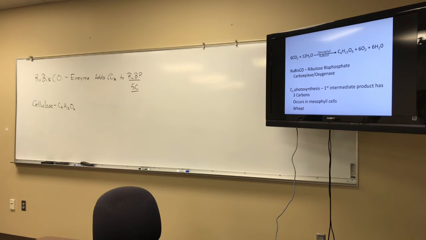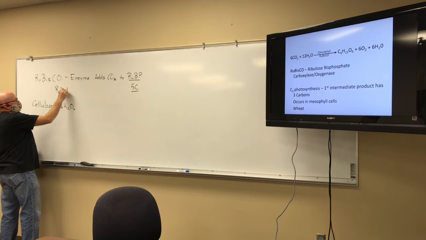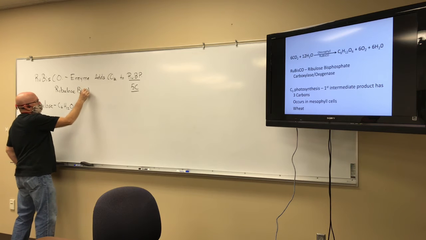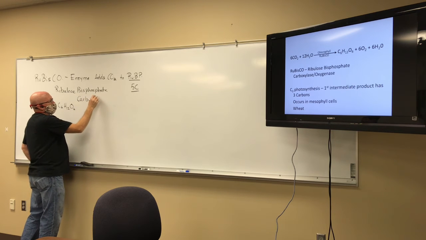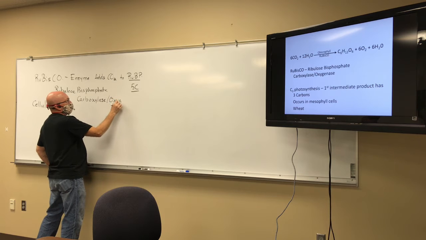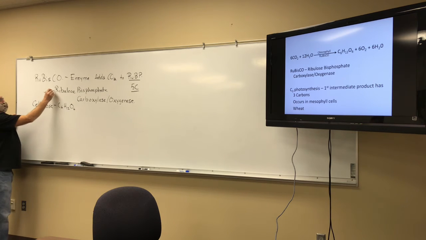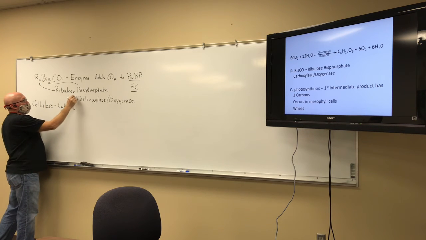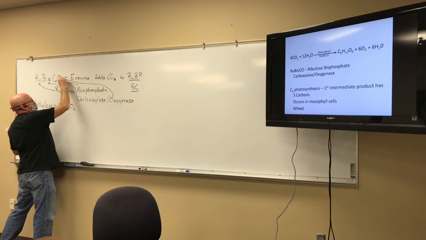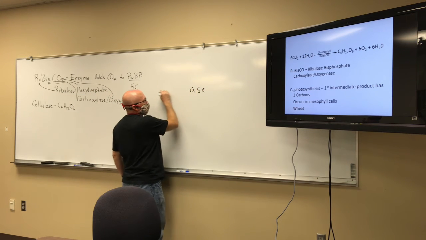Remember, I'm not going to tell you anything that's not important for understanding something. This is one of those things that is important. The reason that I write Rubisco this way is that the RU stands for ribulose, the BIS stands for bisphosphate, the C stands for carboxylase, and the O stands for oxygenase. Anytime you see a chemical compound that ends in ASE, this is an enzyme.